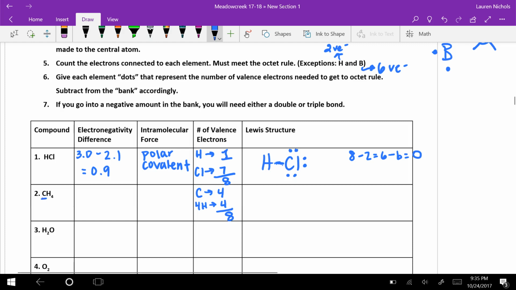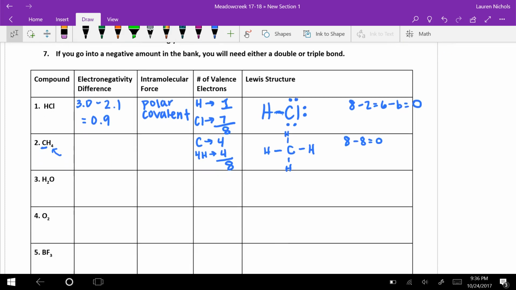So remember, that first atom listed is always going to be your central atom unless it's hydrogen. And so we're going to put carbon in the center and connect hydrogen around it. And we know that we have 4 hydrogens because of this subscript here. And so we count, well, first we take our bank, we subtract the ones I used. 1, 2, 3, 4, 5, 6, 7, 8. So I have 0 electrons left in my bank. And if I look, hydrogen all has 2 electrons that are being shared, so it's happy. And carbon has a total of 8 with its 4 single bonds, so it is also satisfied.